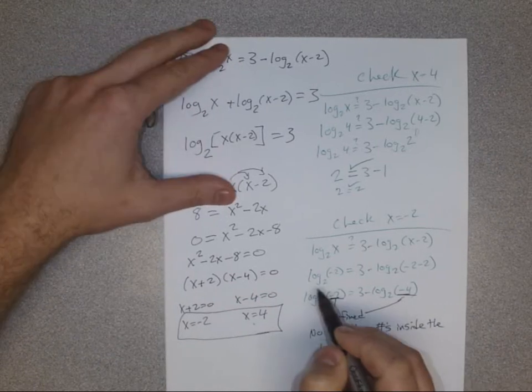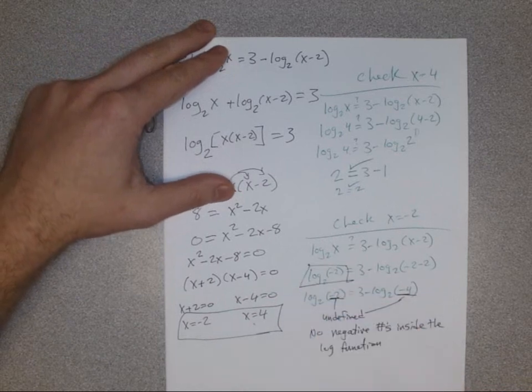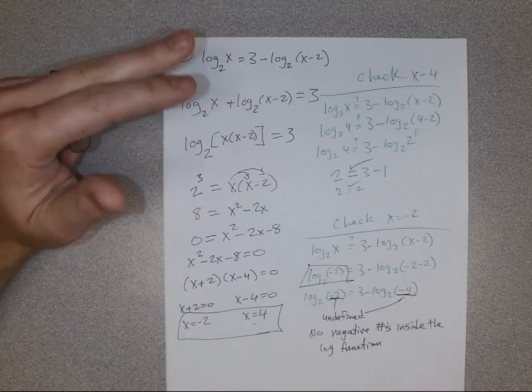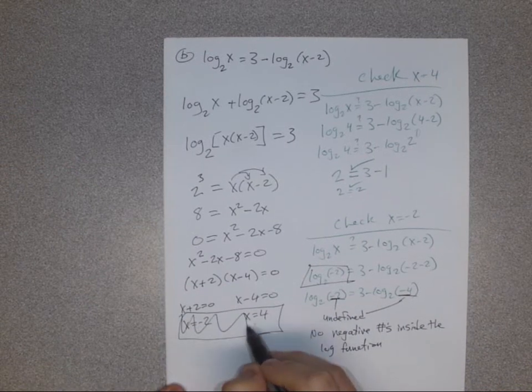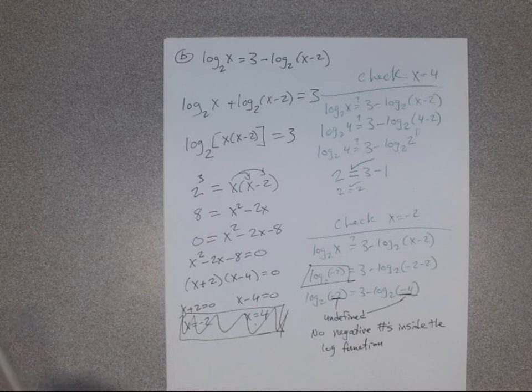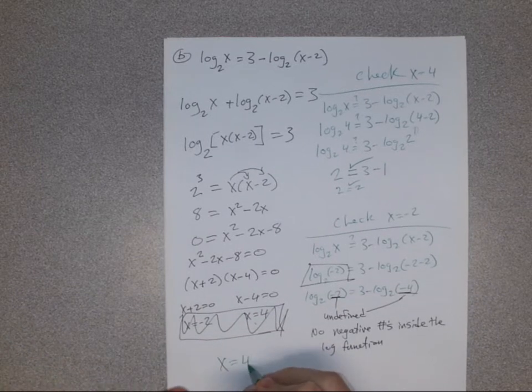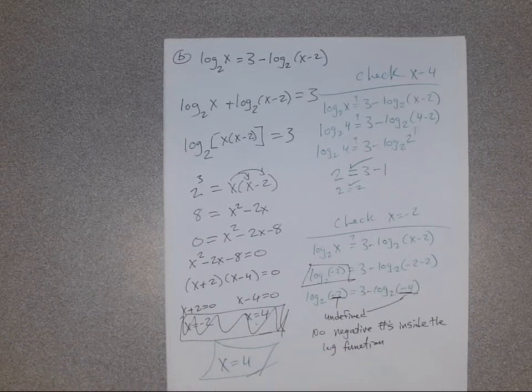So when you're doing your checking, if one of them turns out to be negative like that one was, you could stop and say these are not equal to each other because that's undefined. So when you come over here, this is not your answer. Only x equal 4 would be your answer. So you're going to have to know that for the test. This is a good test problem.